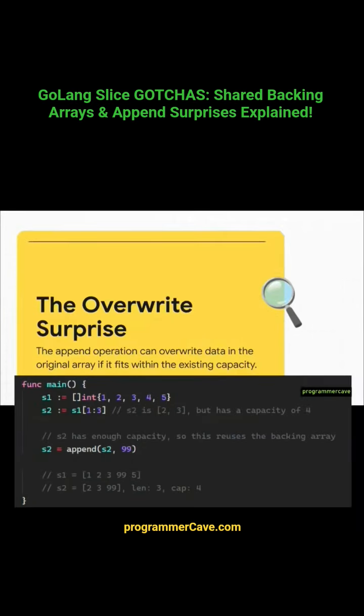Okay, let's trace this. We start with 5 numbers. Then we create a subslice that contains just 2 and 3. Now here's the key. Its length is 2, but its capacity is actually 4 because it can still see the 4 and 5 in the original array. So when we append 99, Go says, hey, there's room, and it just puts 99 in the next available slot, which happens to be where the number 4 was. And bam, the original slice has now been mutated. This is the overwrite surprise, and it's a classic Go bug.